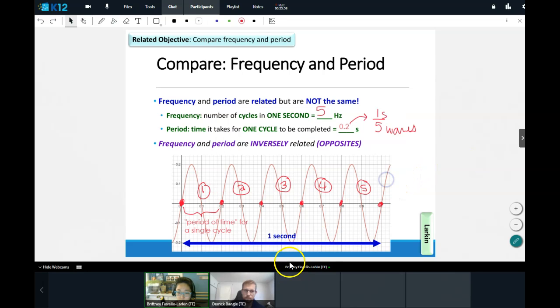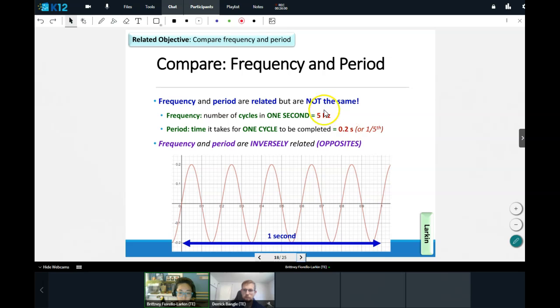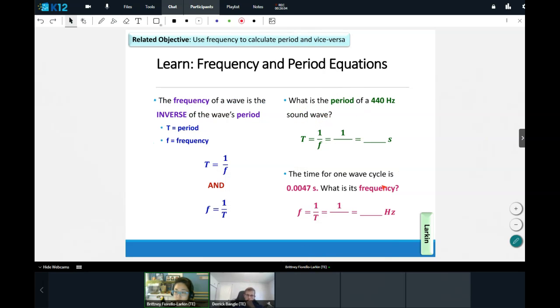Awesome. All right, so that's going to lead us to here. So we saw again that these are opposites. But now let's go ahead and talk about an actual equation, okay? So the equation, just like we saw, frequency is the inverse or opposite of period. So all we need to do is flip them. So if you take a look at calculating period, which is labeled as a capital T, it's going to be the flip of frequency. So it would be 1 divided by the frequency.